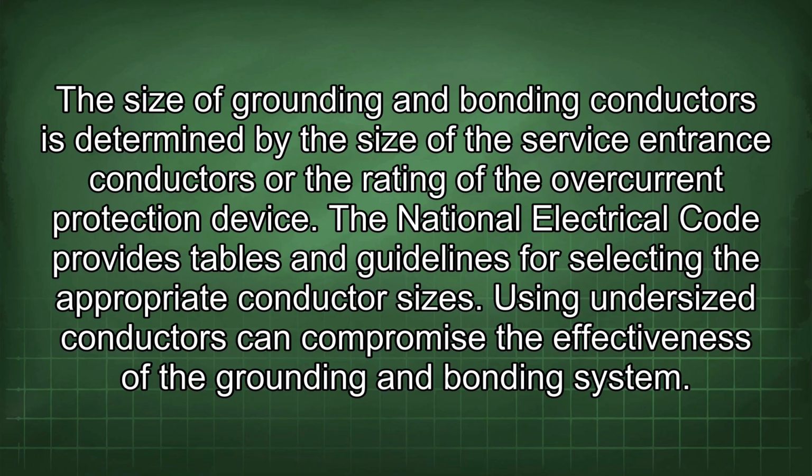The size of grounding and bonding conductors is determined by the size of the service entrance conductors or the rating of the overcurrent protection device. The National Electrical Code provides tables and guidelines for selecting the appropriate conductor sizes. Using undersized conductors can compromise the effectiveness of the grounding and bonding system.